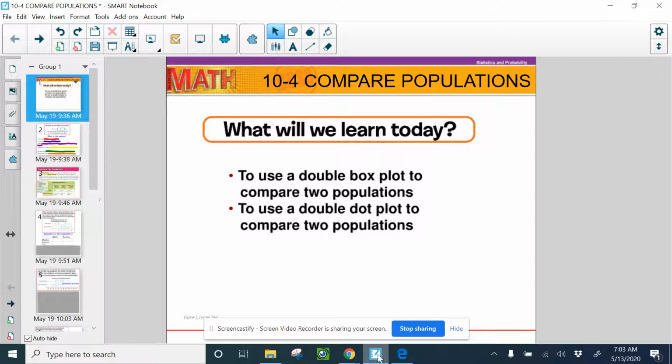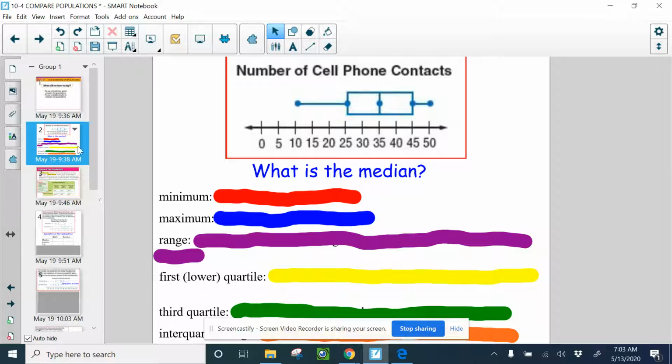Today we're going to talk about comparing populations, and we're going to use a double box plot, which is the box and whisker plot that we did the other day, to compare two populations. And we're going to briefly look at a double dot plot as well to compare two different populations. Before we begin, I do want to go over all the main points of a box and whisker plot again, just to review with you guys.